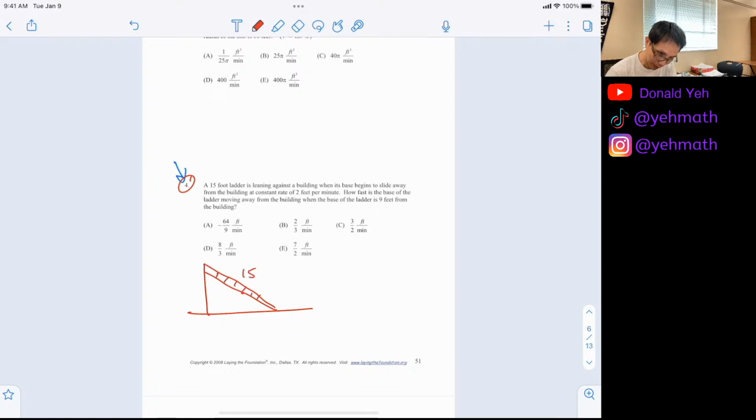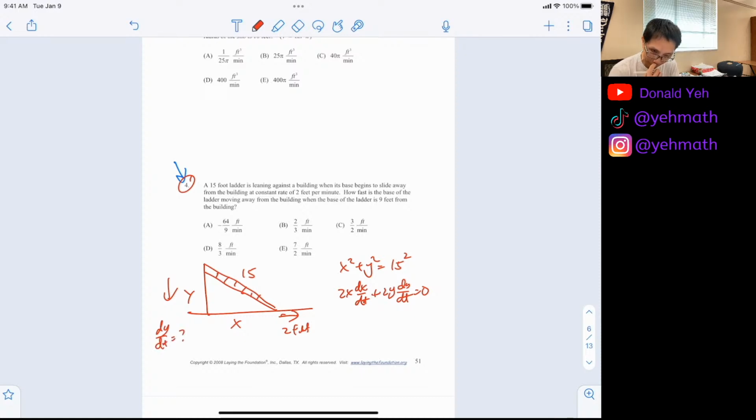So this is a 15 sliding away at 2 feet per second. So this is x and y. So it'll be x squared plus y squared is equal to 15 squared. So now you still utilize the constant. So it'll be 2x dx/dt plus 2y dy/dt is equal to 0. We say how fast is it sliding down. We change the question. Say we want to find dy/dt is equal to question mark.